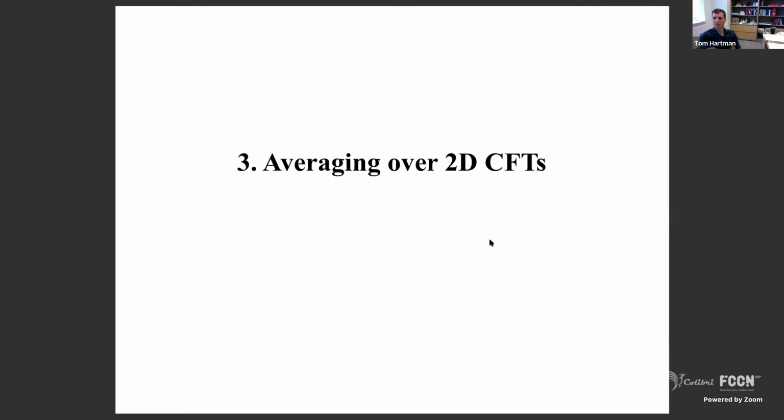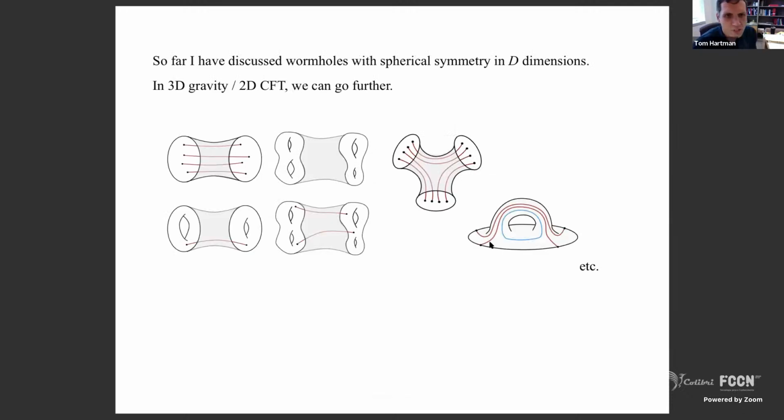Okay, so let's proceed. It's all going to tie together, but it is sort of a different topic. So far I've discussed wormholes with spherical symmetry in d dimensions. And in 3D gravity and 2D CFT, both on the gravity side and on the CFT side, we can go further. There are lots of wormholes that we can construct explicitly and study in detail in 3D gravity.